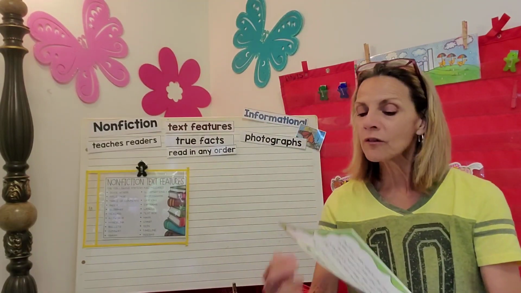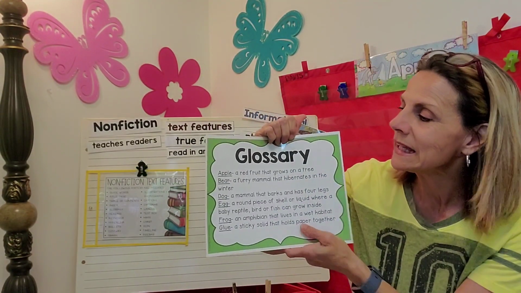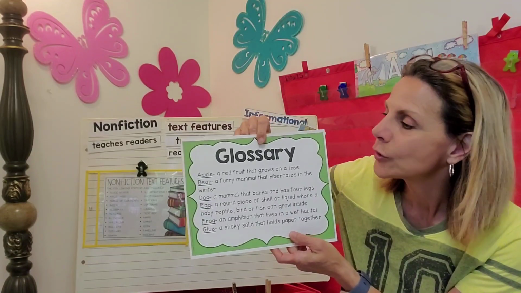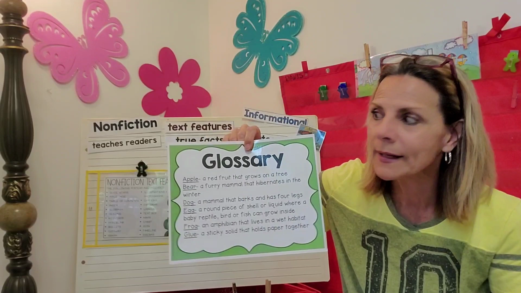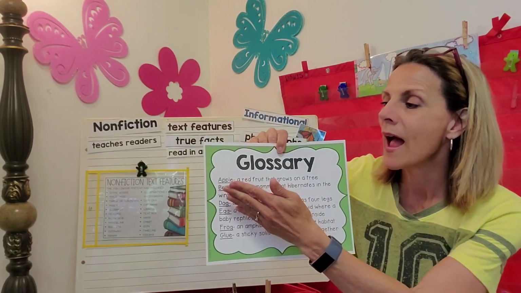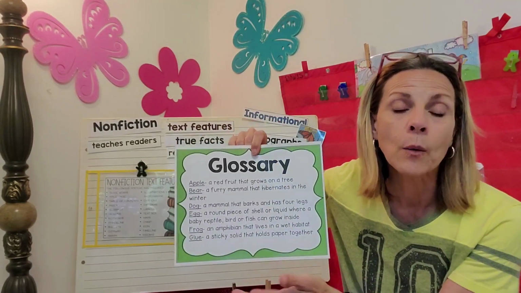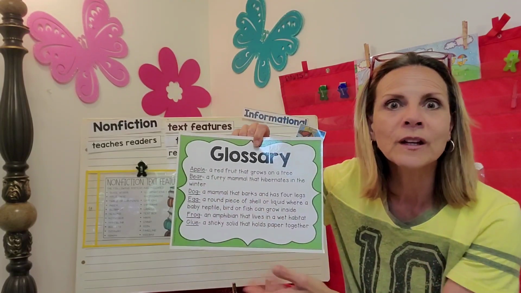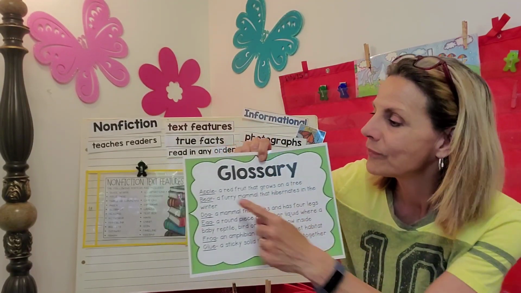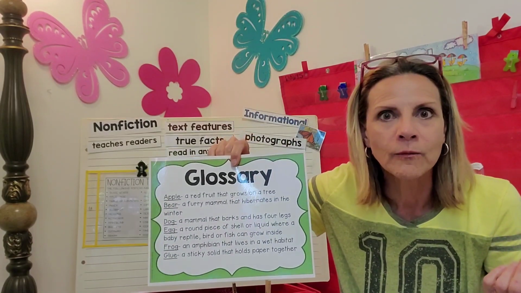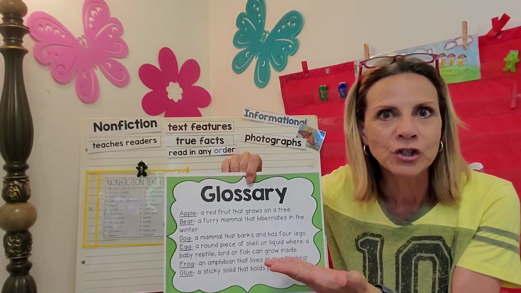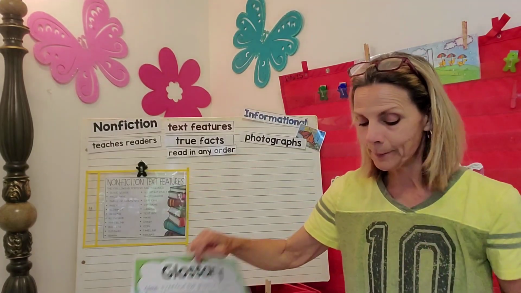And glossary, we're familiar with glossaries. We've seen these several times during the school year. A glossary is usually located at the back of the book. It will have words in the book that were important in alphabetical order, and it will tell you what that word means. So a glossary is very helpful and gives you more information about what you're reading.